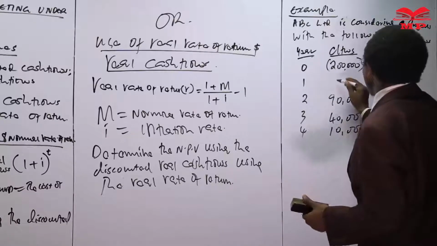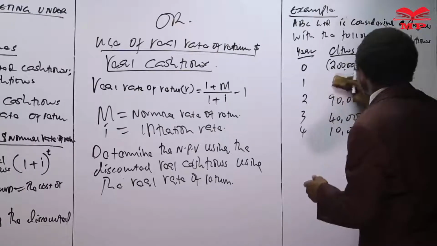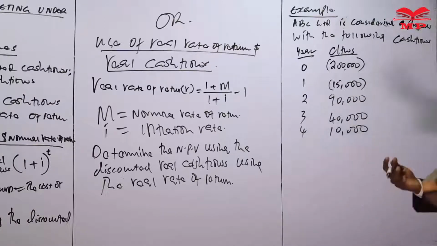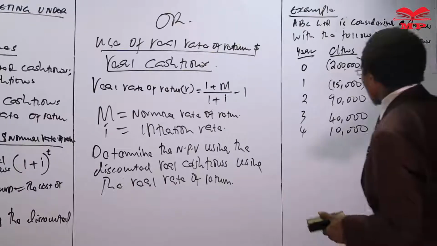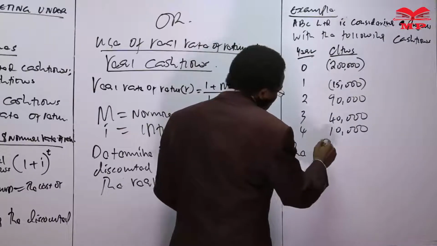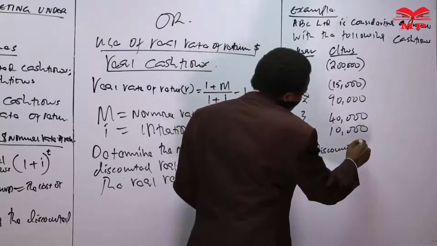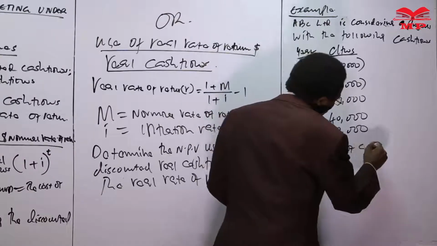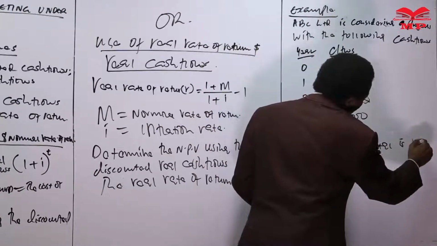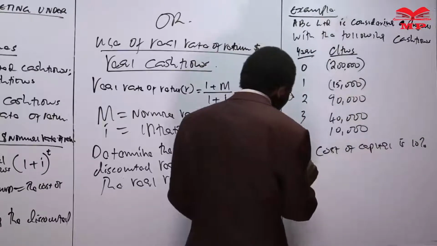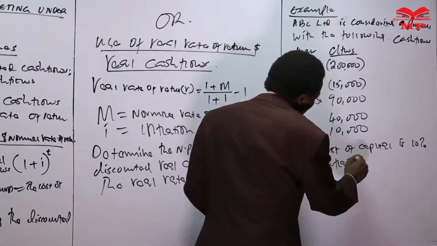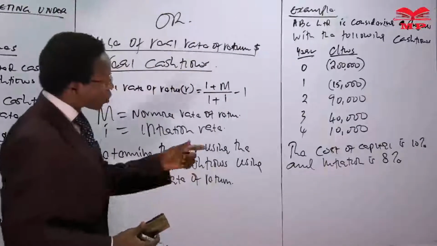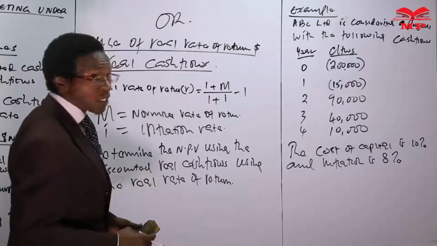That will not give us a good picture. Let me say 15,000. 15,000 is negative, right? So I'm just formulating a question here. Then we have been told that the cost of capital is 10%, and inflation is 8%. That's important. So the cost of capital is 10% and the inflation is 8%.